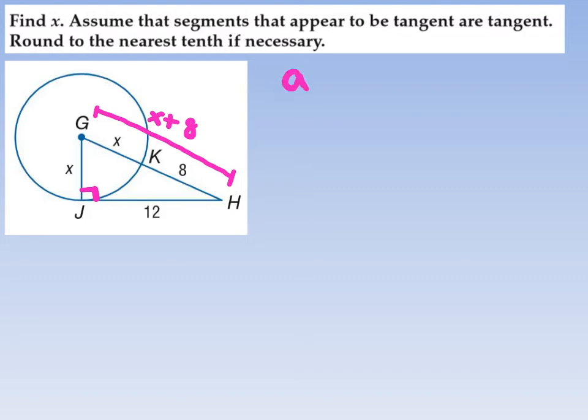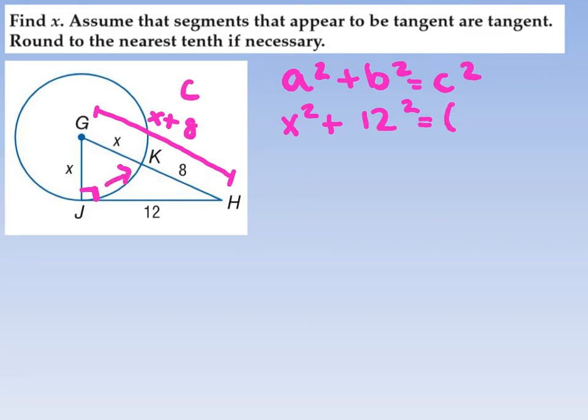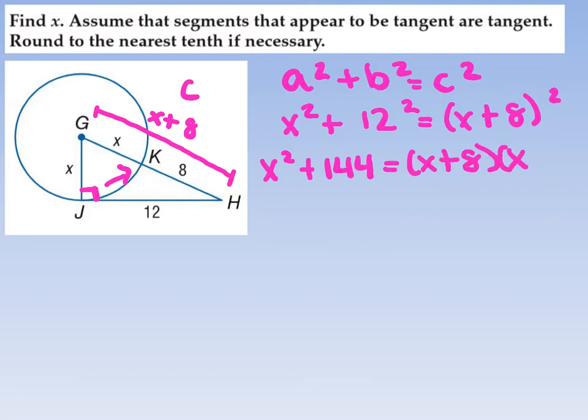So if I use Pythagorean theorem, and I plug in, I have an x squared plus 12 squared equals the value of c, which again is straight across, so it'll be the whole value of x plus 8 squared. Now x squared is going to stay as x squared, 12 squared becomes 144, and x plus 8 squared is really x plus 8 times x plus 8. Now, if I were to simplify x plus 8 times x plus 8, we're going to have to use FOIL.